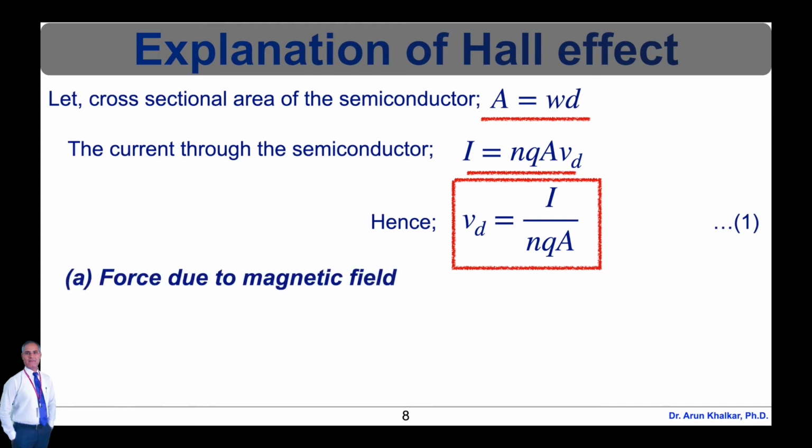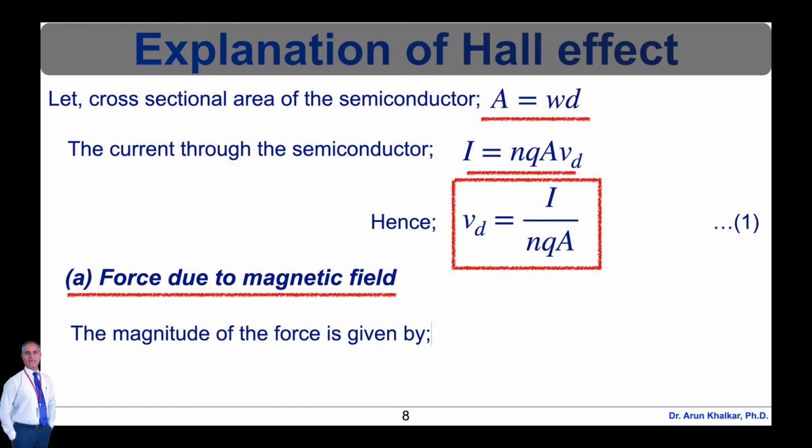Now let's see the force due to magnetic field. Due to current I, electrons move along the length of the solid. When a magnetic field of strength capital B is applied perpendicular along the thickness of the slab, charge carriers experience a force known as a Lorentz force. Due to this Lorentz force, charge carriers are deflected towards the edges of the slab. The magnitude of the force is given by capital F subscript capital L is equal to BQVD. Let's say this is equation number 2.